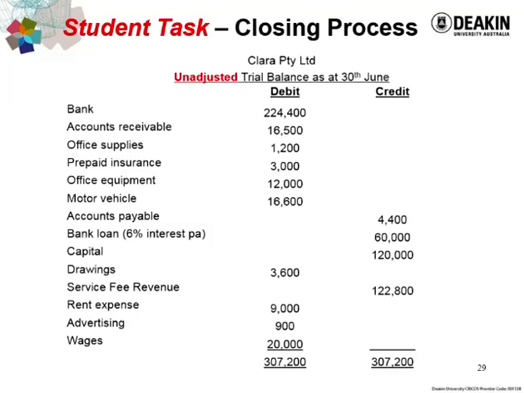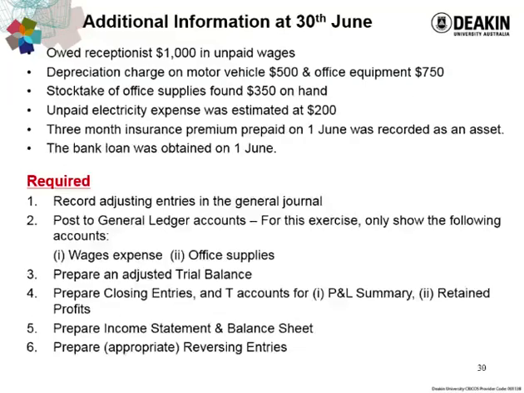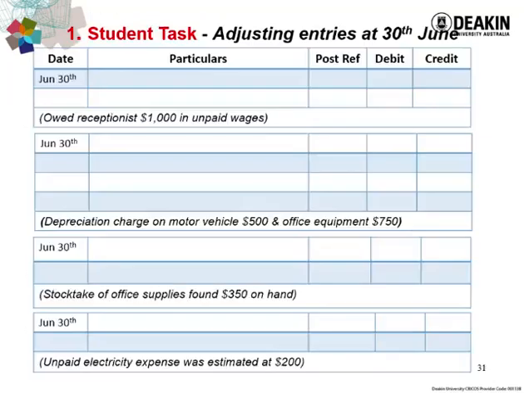Alright, student task. Based on this unadjusted trial balance and the following information, please complete a few requirements here. So let's assume that you have attempted this question. We will first perform the adjusting entries. First, we owe receptionists $1,000 in unpaid wages.